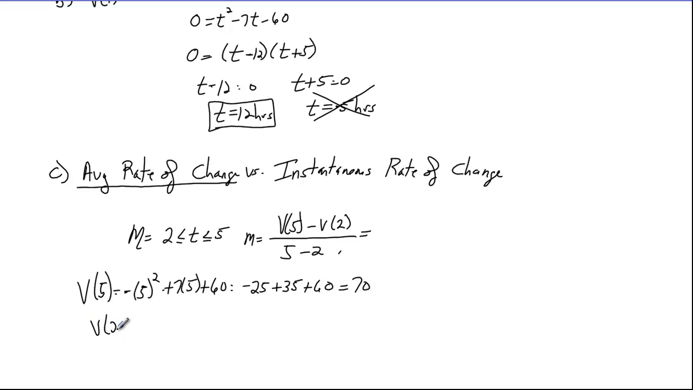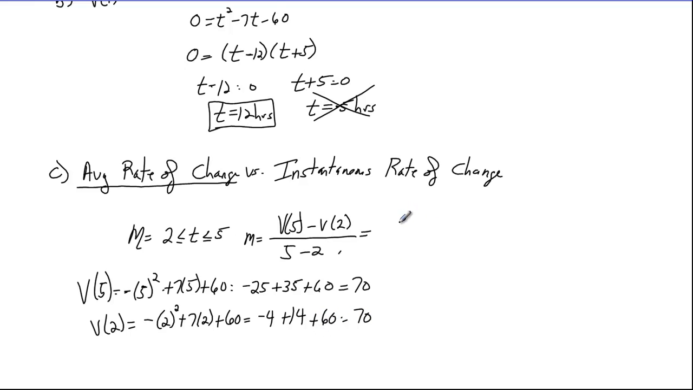Now to find our v of 2, plugging in again, we are going to have negative 2 squared plus 7 times 2 plus 60. This will give us a value of negative 4 plus 14 plus 60. Negative 4 plus 14 gives you 10. 10 plus 60 gives you another value of 70.